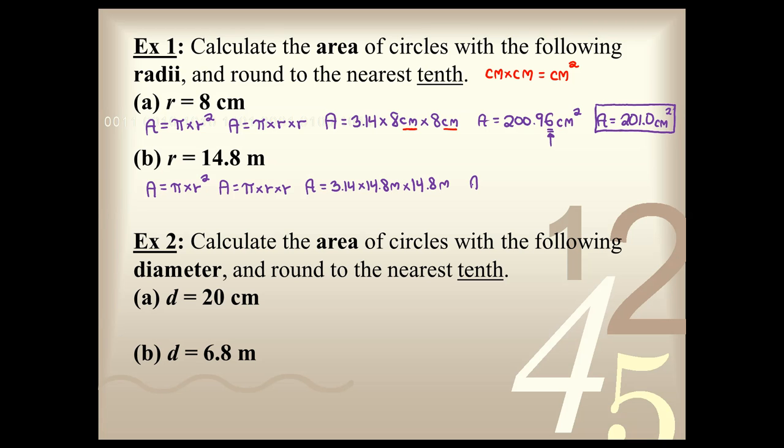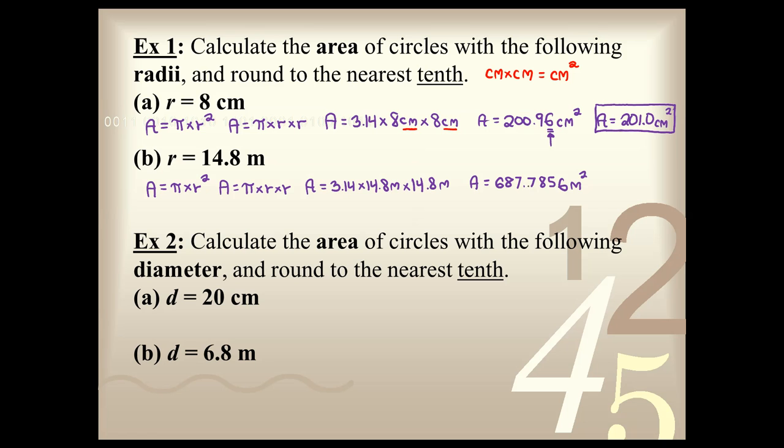And then let's see what this is unrounded. If I plug that into my calculator, 3.14 times 14.8 times 14.8 would be equal to 687.7856, and meters times meters would give me units of meters squared. In fact, any area calculation is going to have square units as the units.